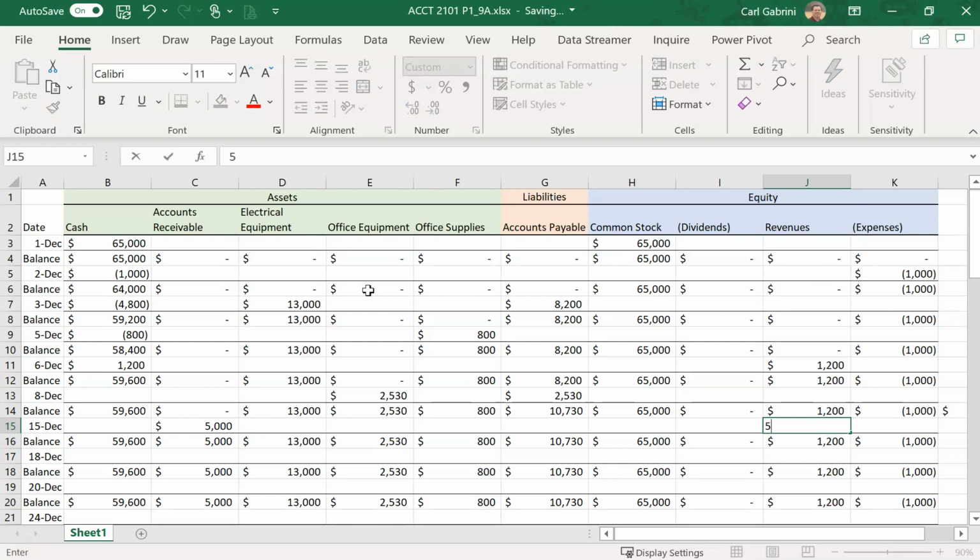All right, and so we get to recognize $5,000 in revenue. Boom. Okay, so we're in balance. We're good. So next we move to the next transaction, and it is December 18th. It says the company purchased $350 of office supplies on credit. So what did we do? We have office supplies, $350. And they purchased it on credit, so that means they have a payable. Okay.